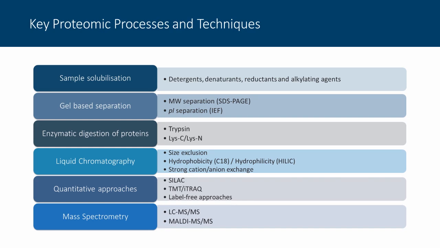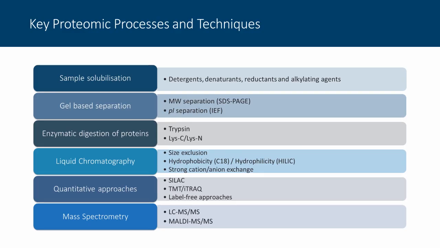We can separate our proteins based on SDS-PAGE, which allows for molecular weight separation, but we can also separate on the basis of pI, which is using isoelectric focusing. This actually gives us 2-dimensional separation of our proteins based on their pI and also their molecular weight. These days it's not as popular a technique, but it still has its uses. After this, we'll digest our proteins so that they're amenable with our downstream techniques, and our enzymes of choice are either going to be trypsin or Lys-C and Lys-N.